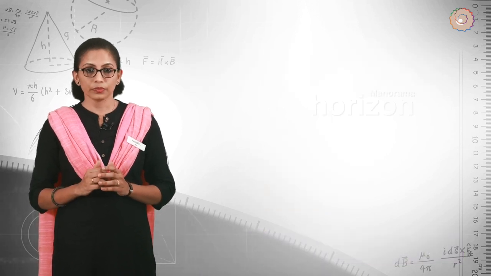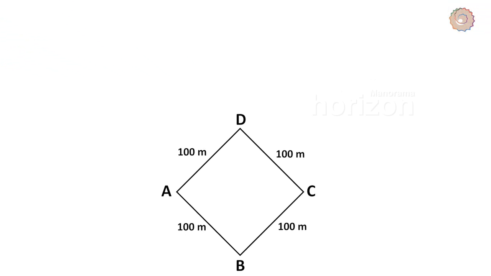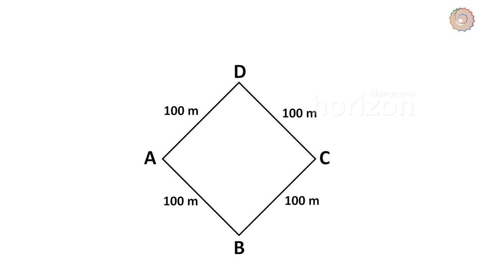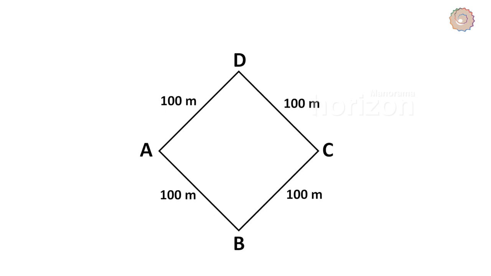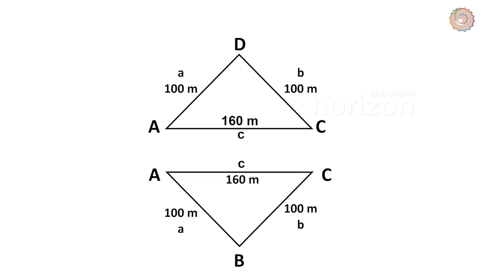Let's solve one example. A piece of cultivated land in the shape of a rhombus whose side is 100 meter and one of the diagonals is 160 meter. What is the area of the land? Given each side is equal to 100 meter. Now let diagonal AC be equal to 160 meter. So to find its area, divide the entire portion into two triangles by drawing the diagonal AC and find its area using Heron's formula. So we get two triangles, that is triangle ADC and triangle ABC.